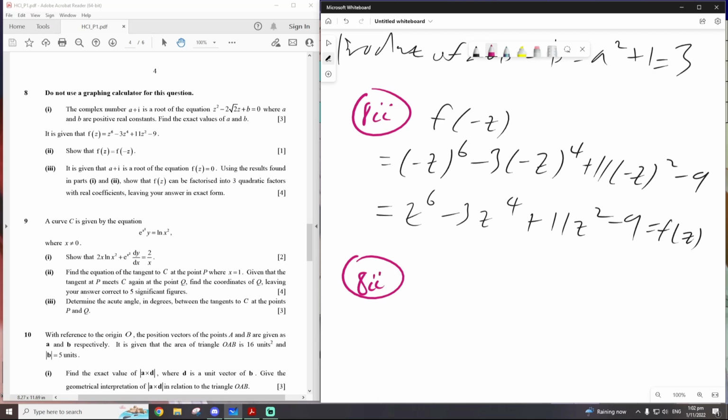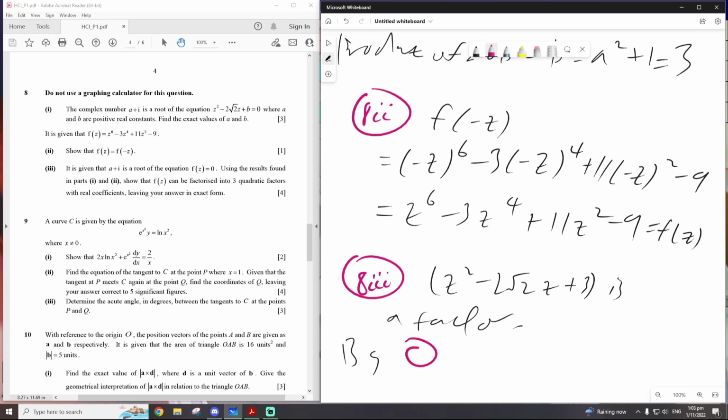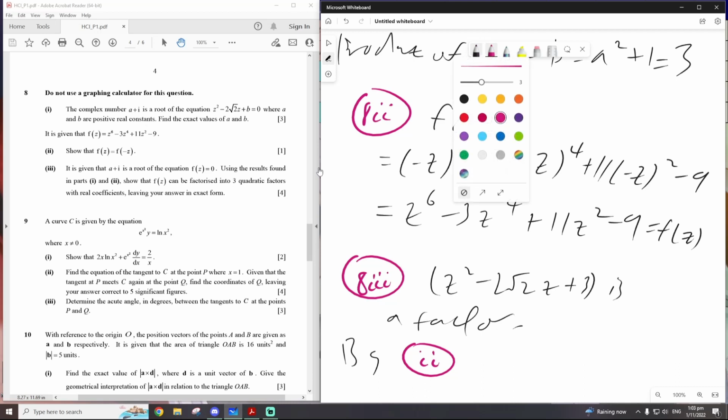Okay, 8 part 3. Given that this is a root, this is actually quite easy because you notice that a plus i and a minus i are not negatives of each other. So we know the quadratic factor z squared minus 2 root 2 z plus 3 equals 0 is a factor. Then we also note that by part 2, we can replace z by minus z because the two roots of this factor are different.